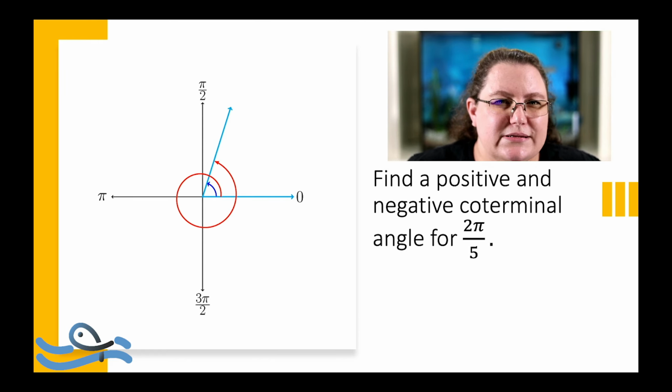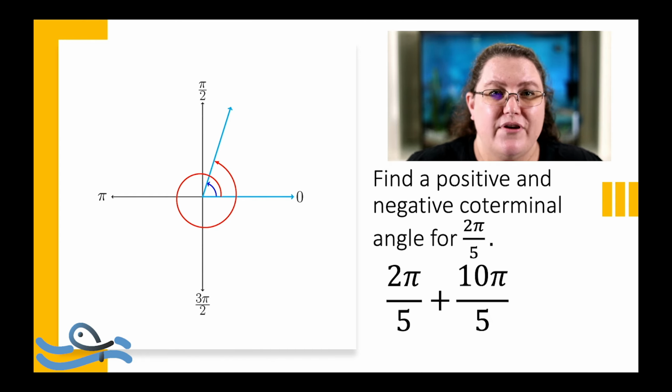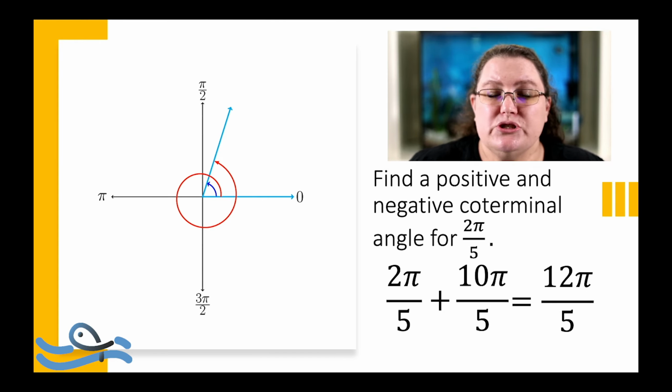But what angle is this? To find out, I would take 2 pi over 5 and add 2 pi, which is the same thing as adding 10 pi over 5. 2 pi over 5 plus 10 pi over 5 is equal to 12 pi over 5. That means 12 pi over 5 is coterminal with 2 pi over 5.